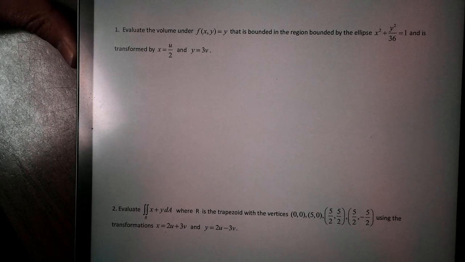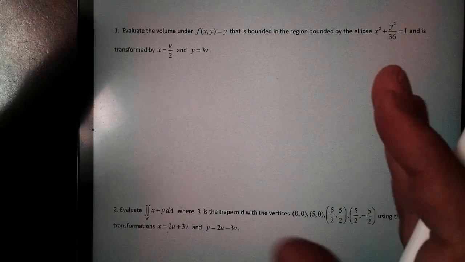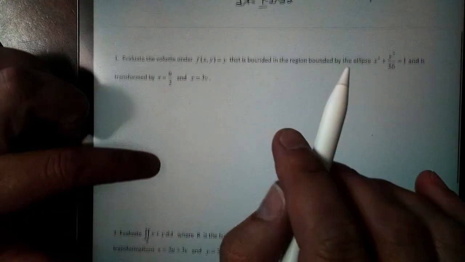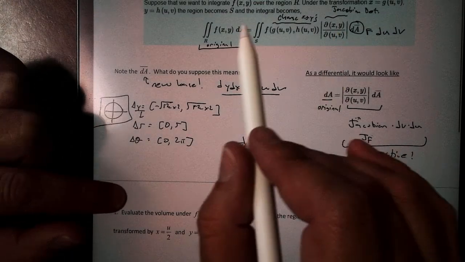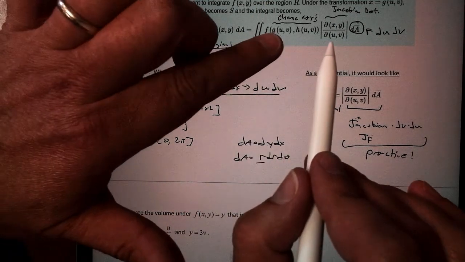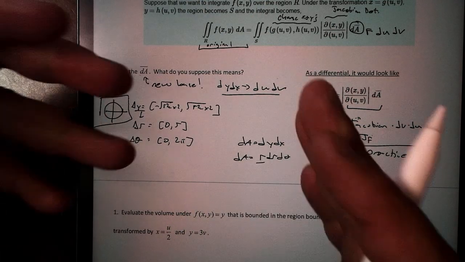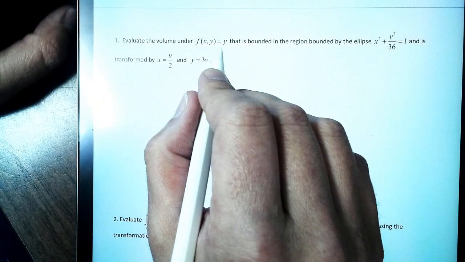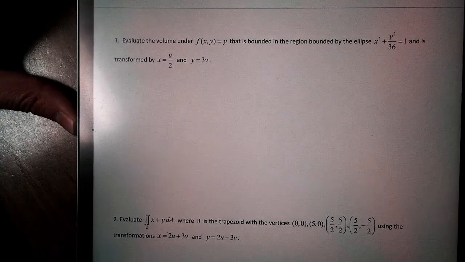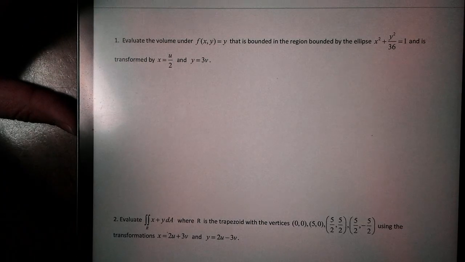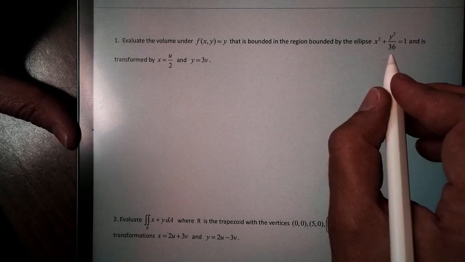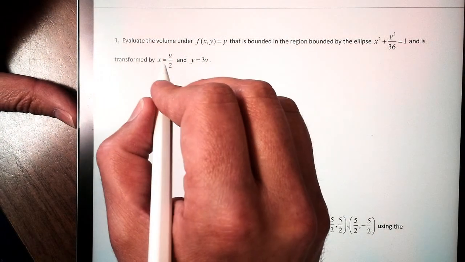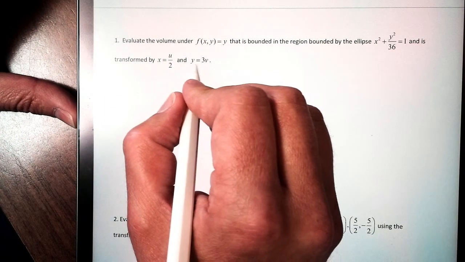We're going to take a look at our Jacobians, but now we're going to take a look at a full example. Yesterday, if you remember, we talked about how to convert the bases. Today, our lesson is how can we rewrite our original as a new integral using our Jacobian substitution technique. So we want to evaluate the volume under this function, f of x, y equals y. And this is bounded by the following ellipse, x squared plus y squared over 36 equals 1, and is transformed by the following: x equals u over 2, y equals 3v.